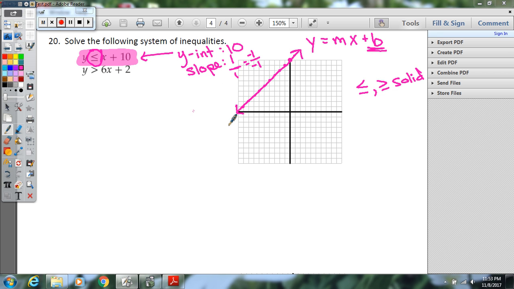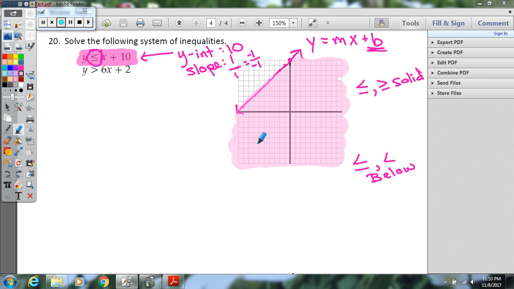Okay, it's less than or equal to. Do you remember, guys, that less thans are going to be shaded below the line? So if I'm shading down below the line, I'm actually going to do this in a highlighter color to kind of help us out. But if I'm shading down below the line, I'm shading everything on this side of the line. And really, my highlighter should not have crossed over the line. Okay, so the first equation is that solid line with everything below it.